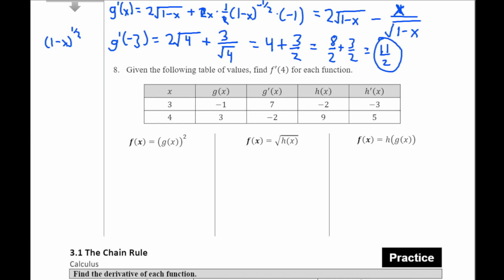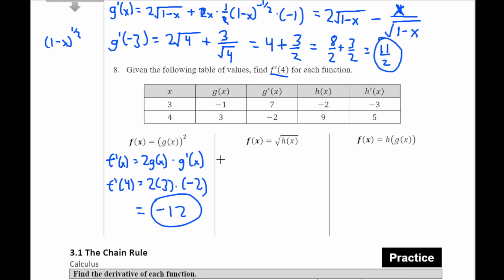Going down with these table ones before you get to do some practice. So f of x is equal to g of x squared. And they want us to find f prime of 4 for each of these functions. So first we got to find f prime of x. Chain rule problem here. Bring the 2 down, 2 times g of x to the first power multiplied by g prime of x. So f prime of 4 is equal to 2 times g of 4. G of 4 is 3, multiplied by g prime of 4, which is negative 2. And that is 2 times 3, which is 6. 6 times negative 2 is negative 12.